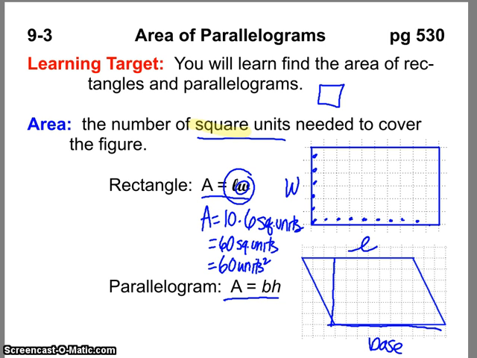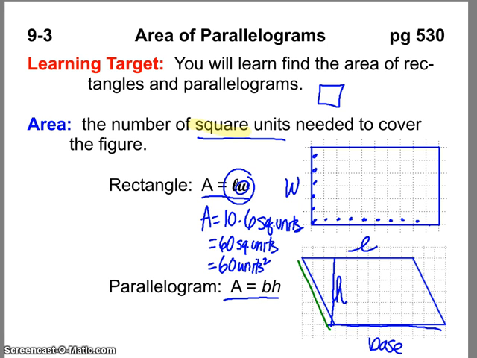Now, some students get confused because they see this line here and think that is the measurement of the height. Panthers, have you ever slanted your body and taken your height? You can't do it. It's not the same. So the height is the distance from one base to another, and that's where this formula changes a little bit.